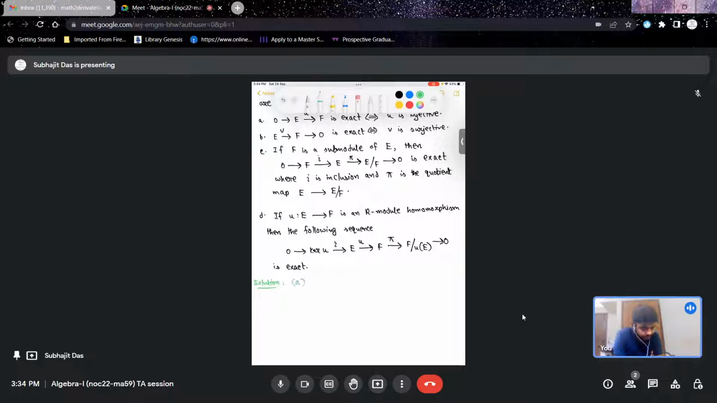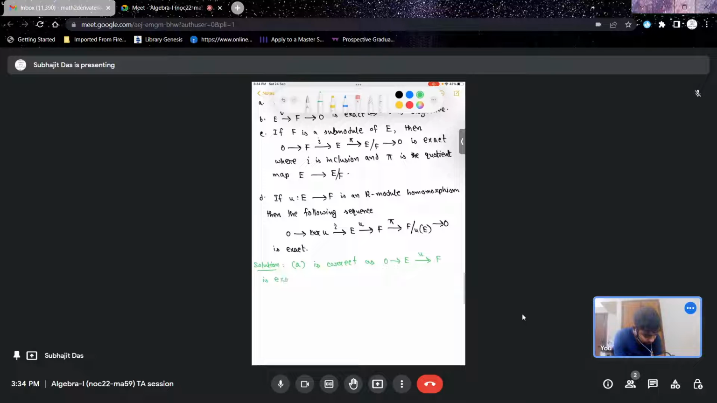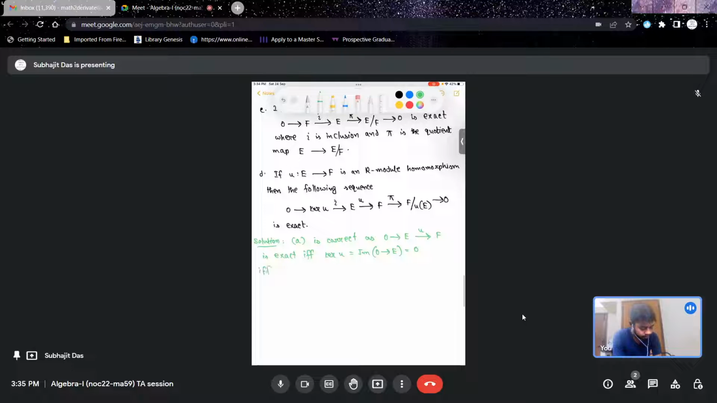So option A, that the sequence 0 to E to F with u is exact if and only if u is injective. A is true, or A is correct, as 0 to E to F, u, is exact if and only if the kernel of u is equal to the image of this arrow, which is 0, which is true if and only if u is injective. So A is clearly correct.